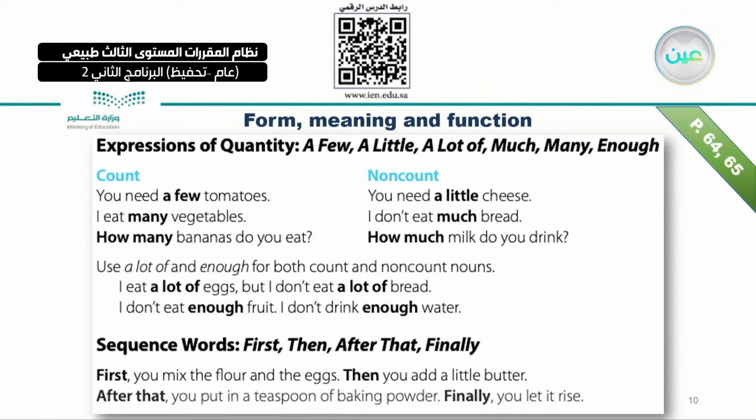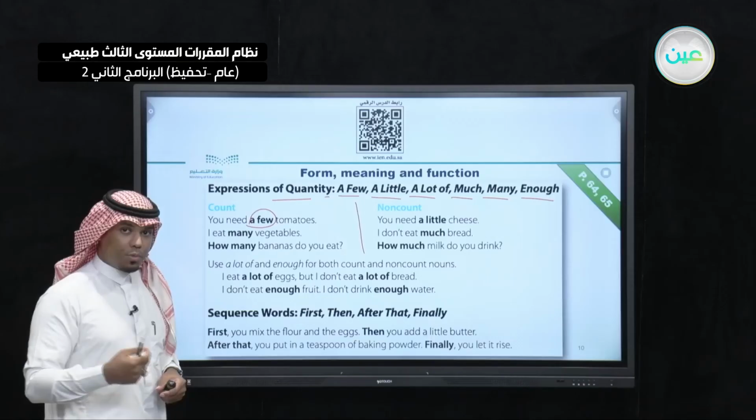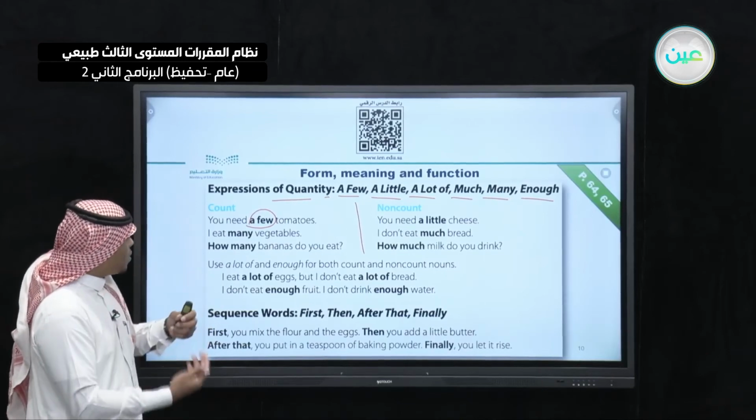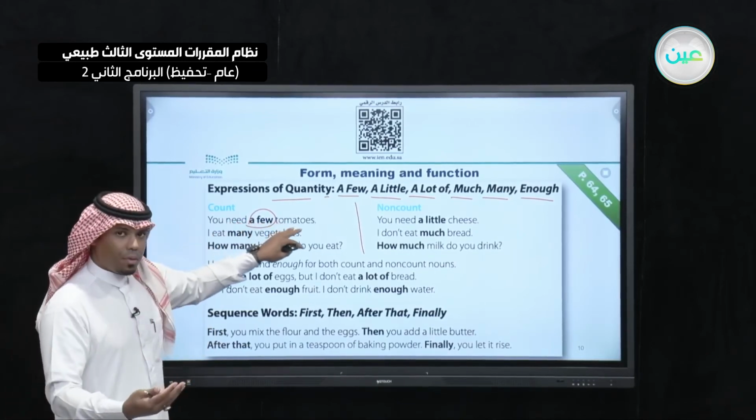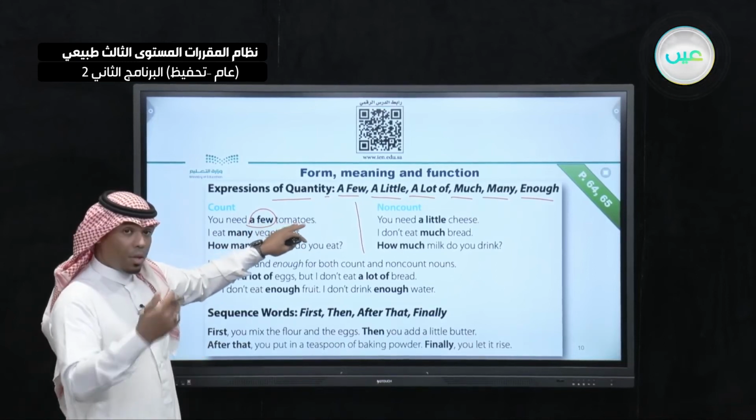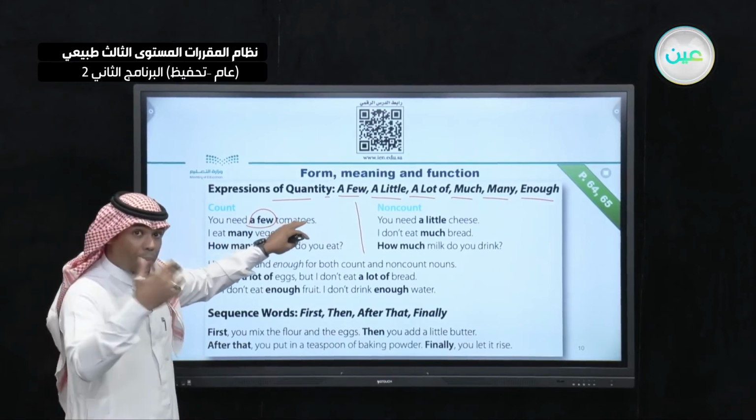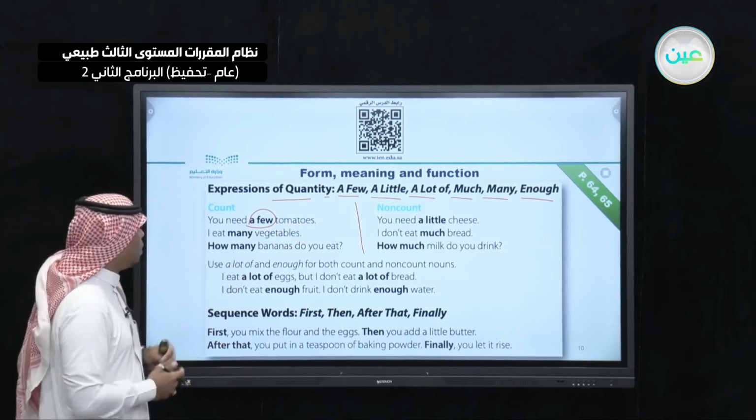Finally, we will talk about expressions of quantity. We talked about some and any earlier, but now we will talk about a few, a little, a lot of, much, many, and of course enough. Look here. First, we will talk about countable nouns. As you can see, you need a few tomatoes. Here I used a few, and I did not use singular. I used plural, countable nouns.